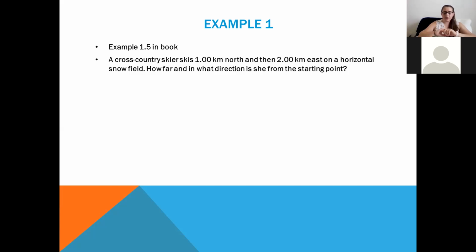So if we think through our problem-solving strategy that I talked about yesterday, remember it's called IC. The I is identify. So we want to identify what's important in this particular scenario. Identify our target variable that we're looking for as well. So we're looking for 2 things. We're looking for how far she is from her starting point. Is that distance or is that displacement?